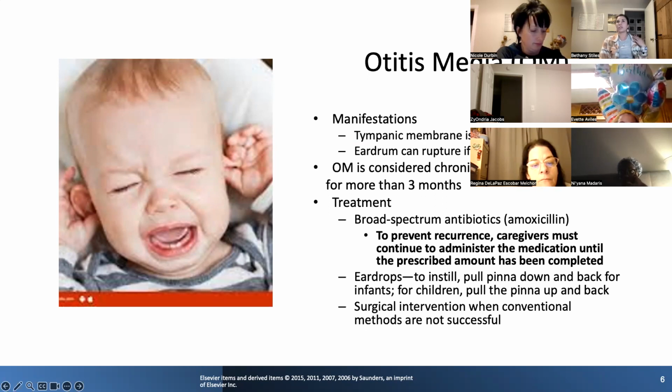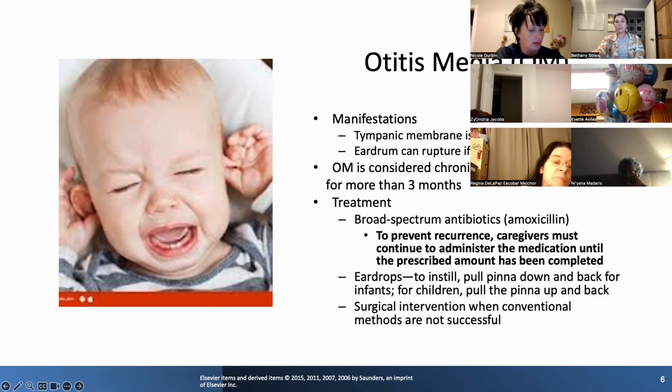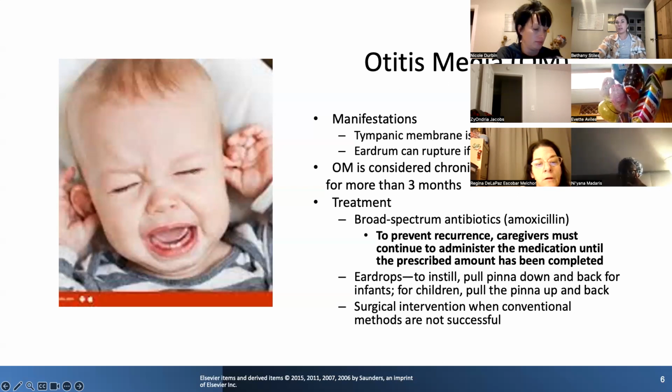You don't have to have that constant monitoring and prevention of getting water in the ear once the eardrum is intact again. In the event that the tympanic membrane would rupture, we want to place the child on the affected side so that we can promote that drainage and relieve some of that pressure. And then we can use ice as well to relieve swelling.